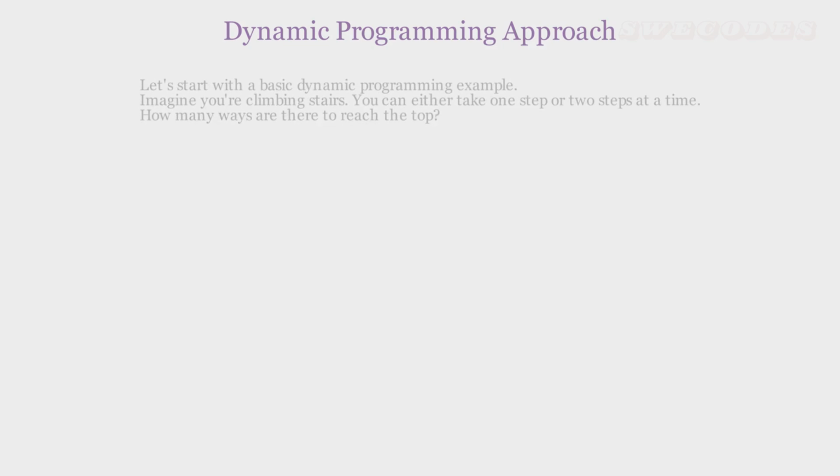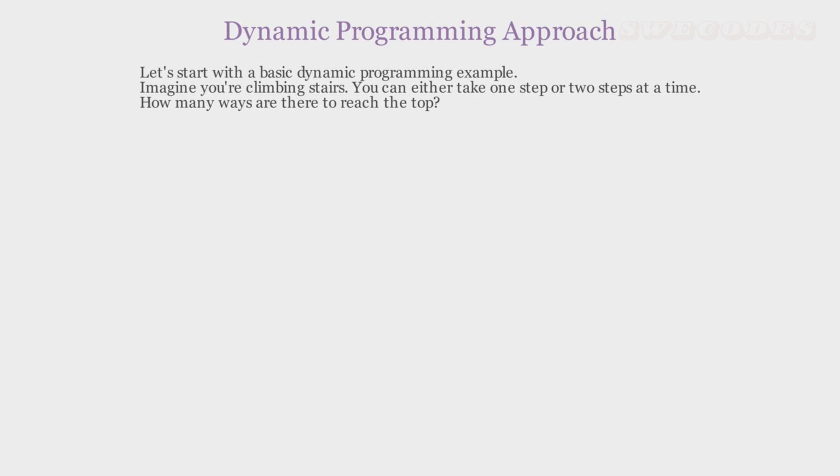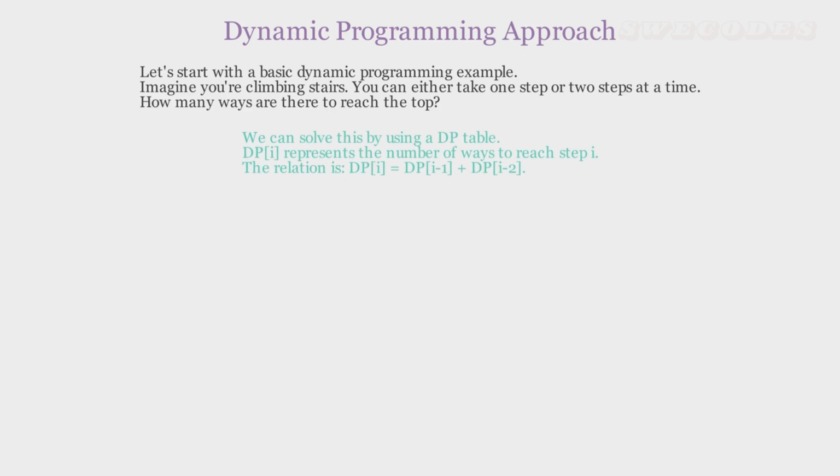Now, let's shift gears and look at how dynamic programming works in practice. To introduce this concept, let's start with a simpler problem. Climbing stairs. Imagine you can take either 1 or 2 steps at a time. How many ways are there to reach the top? We can solve this using a dynamic programming table. In this case, dp[i] represents the number of ways to reach step i. The key relationship here is that dp[i] equals dp[i-1] plus dp[i-2]. This is because you can reach step i either from step i-1, taking 1 step, or from step i-2, taking 2 steps.